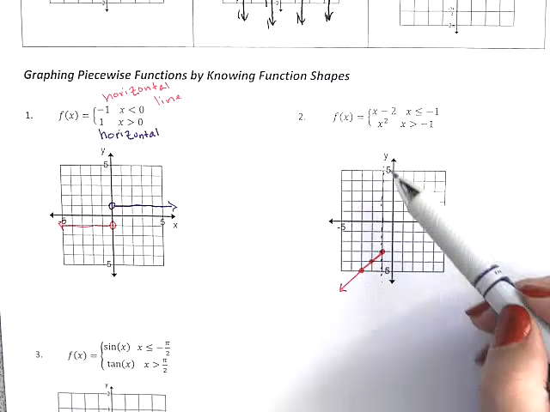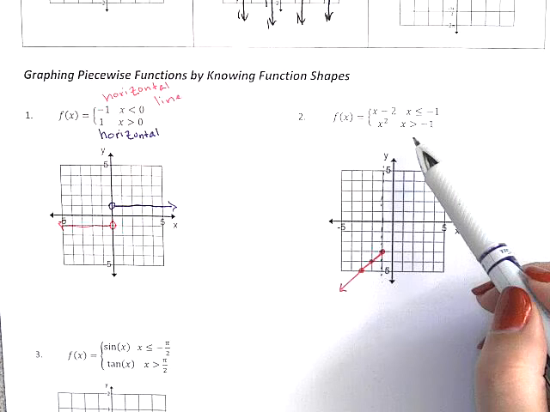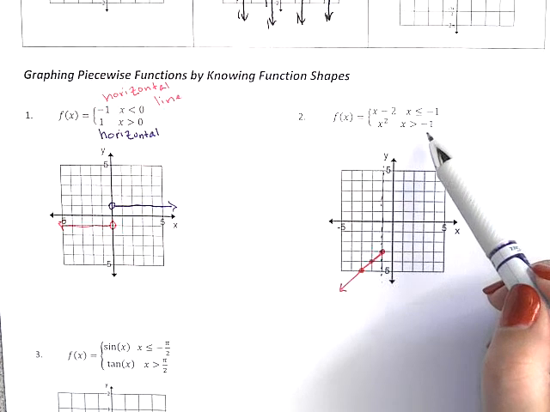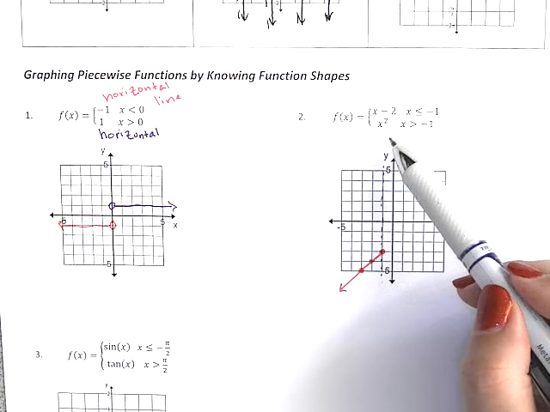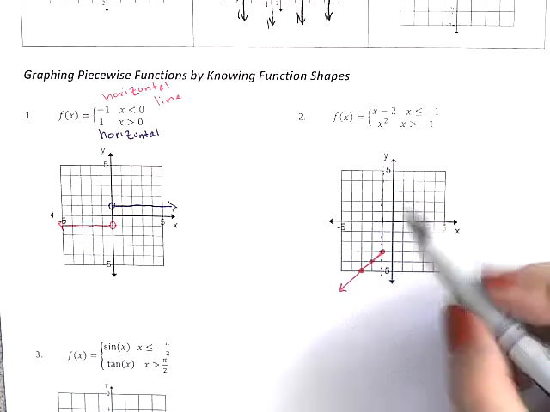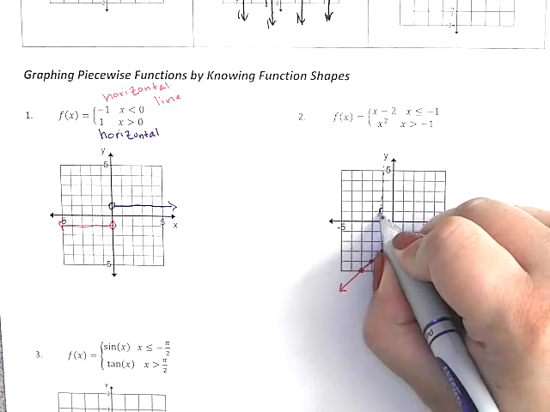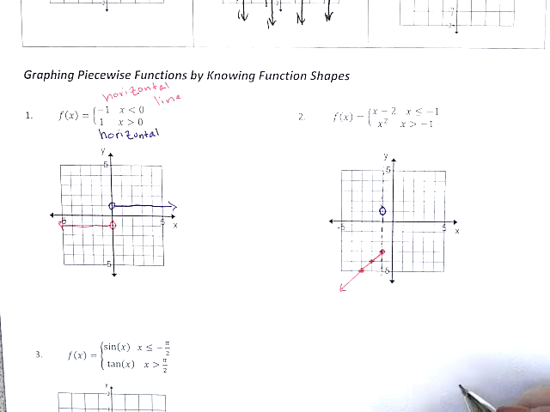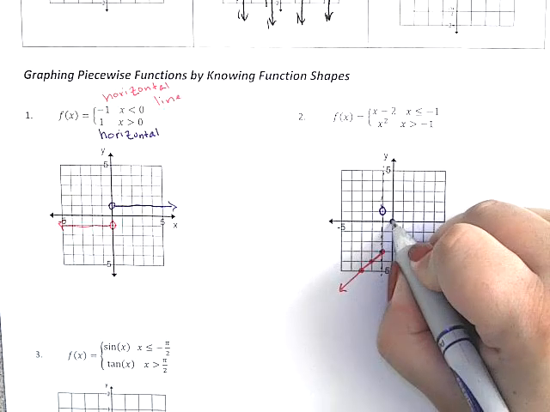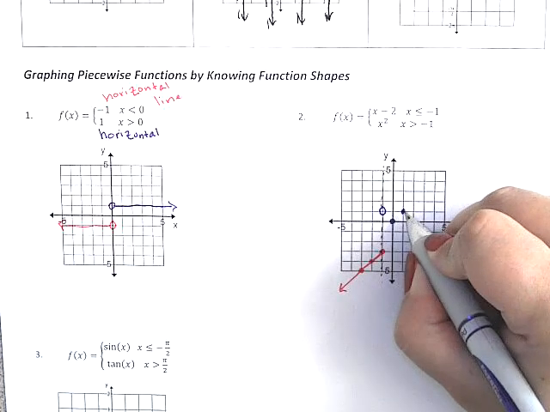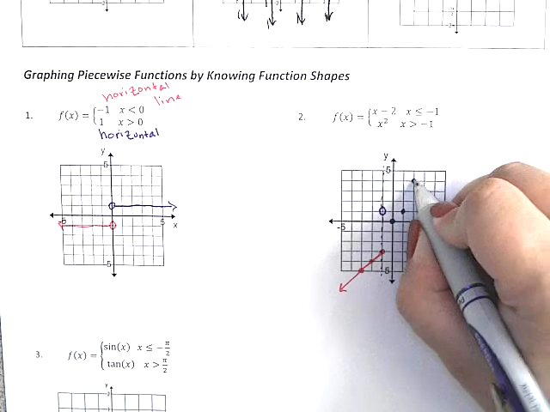All right, then we have x squared for x greater than negative 1. Well, if we plug negative 1 into x squared, we get positive 1. So we're going to have an open circle at negative 1, 1. And then we know that this is a parabola, so we can include 0, 0, 1, 1, and 2, 4.